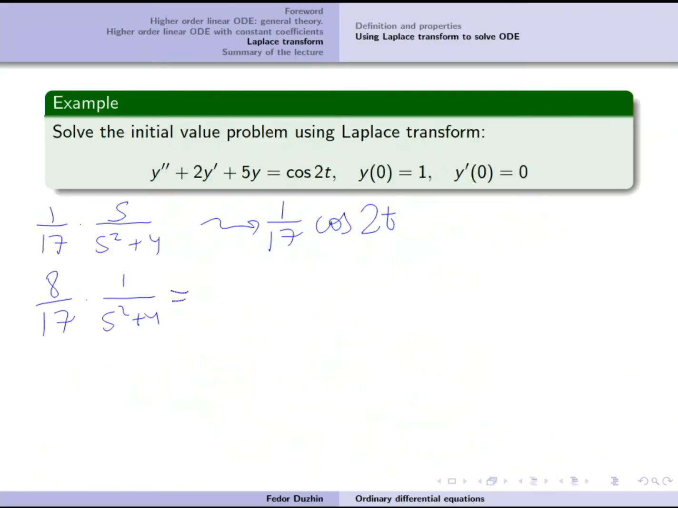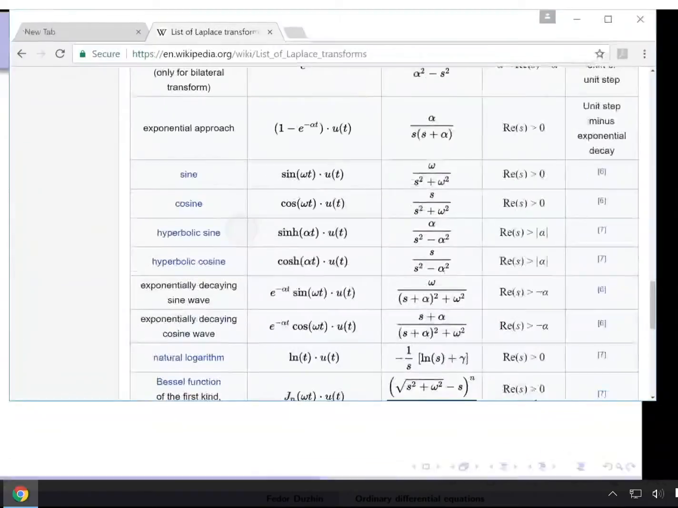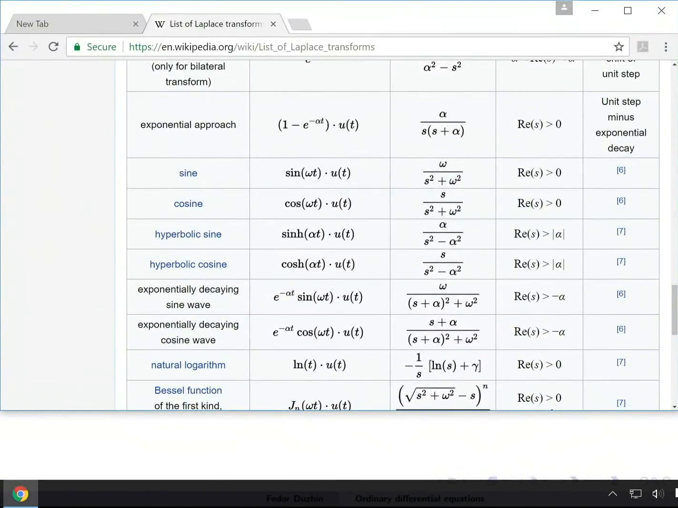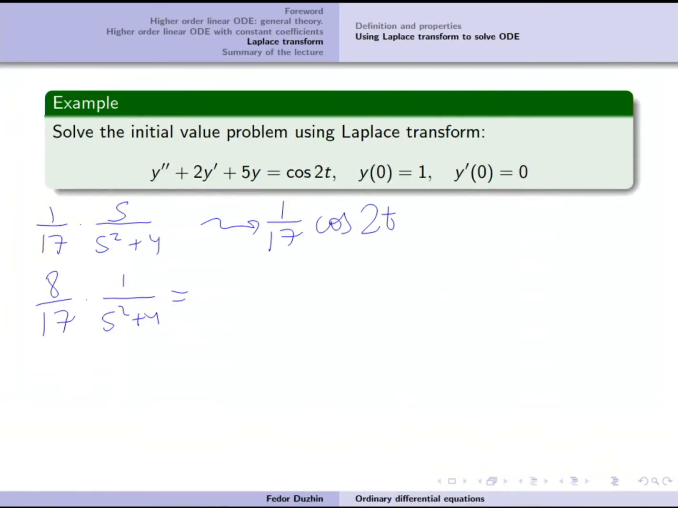This is a bit trickier because if you go to the table of Laplace transforms, then the pattern here is for the sine. If you look at the Laplace transform of the sine, then you have omega over s squared plus omega squared. But in our case, we have plus 2 squared, so omega is 2, which means that in the numerator we must have 2. Right? So I'm going to rewrite it as 4 over 17 times 2 over s squared plus 4.